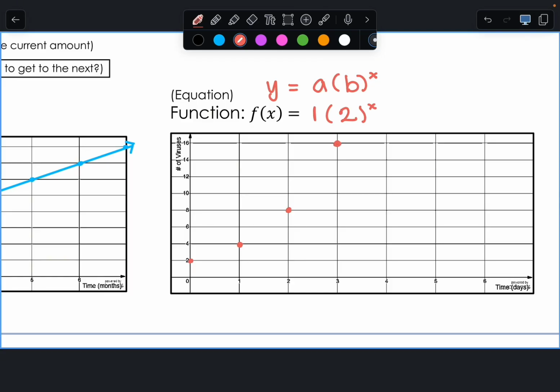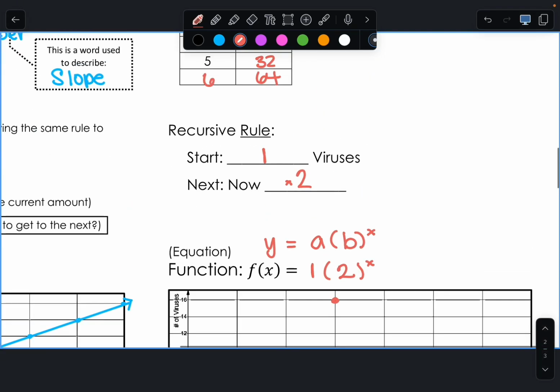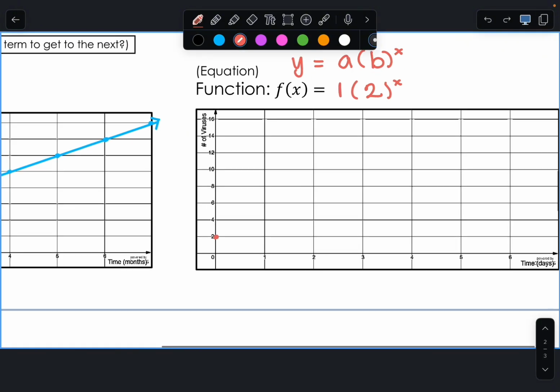Did I do that right? The y-intercept is on 2 and it should be 1. Oh yeah, I did it wrong. Okay. So 0, 1, 1, 2. I knew I was off by something.